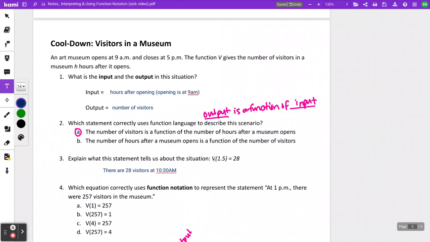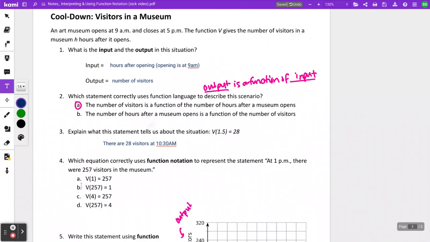That's similar to what we're going to be doing down here, except now we're flipping it around again, where we're taking the statement and we're coming up with function notation. Just like we were saying before, whatever's in your parentheses is going to be the input, which we've set up here as that time or the hours. So I know that 1 p.m.